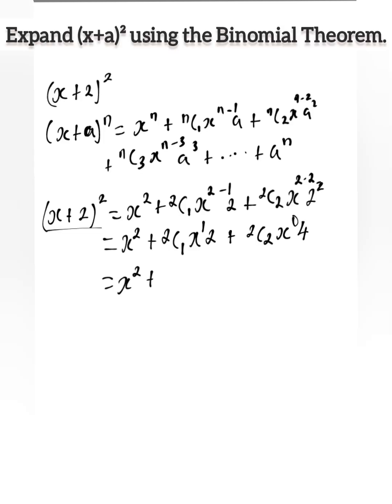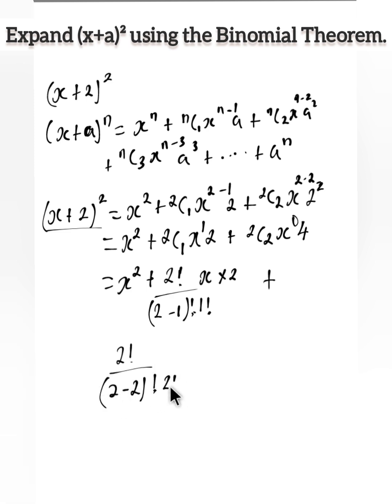Well, if you want to learn more about combination, just click on the link at the top of the video and it will lead you straight to a video that deals with combination. So for the meantime, 2 combination 1 is equal to 2 factorial all over 2 minus 1 factorial, 1 factorial. Then we have x raised to the power 1, which is x, times 2, plus 2 combination 2 is 2 factorial all over 2 minus 2 factorial, 2 factorial. x raised to the power 0 is 1, times 1. Then we have 4 here, times 4.